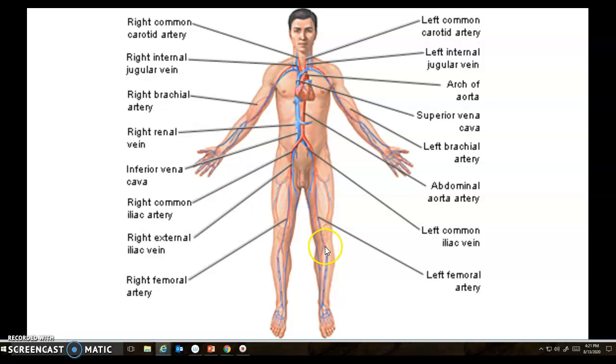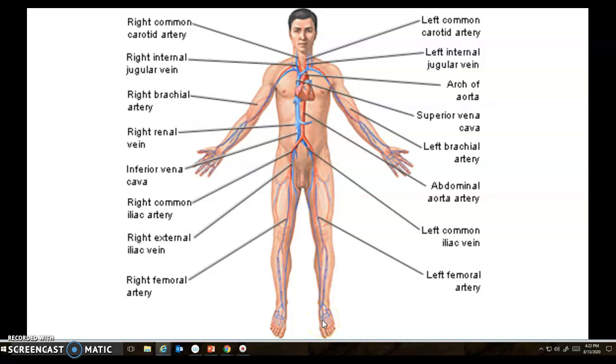In front of the leg will be what? The anterior tibial, and behind, towards the back of your leg, will be the posterior tibial, and it goes down here to form also the digital arteries.